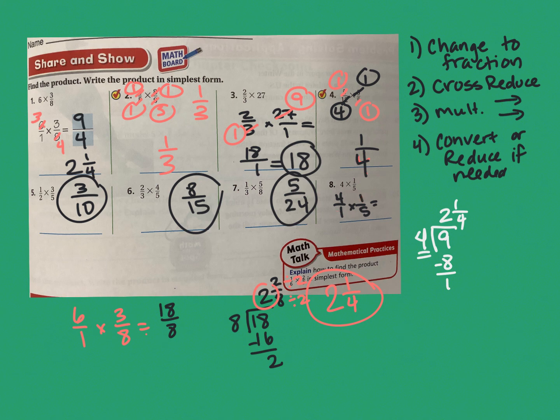Multiply straight across my numerators. 4 times 1 is 4. 1 times 5 is 5. Convert it if it's an improper fraction. It's proper. The little number is on top of the big number, just the way the snowman likes it. Simplify or reduce it if needed. It's as reduced as it's getting. Nothing's dividing into 4 and also dividing into 5. So that is our final answer.